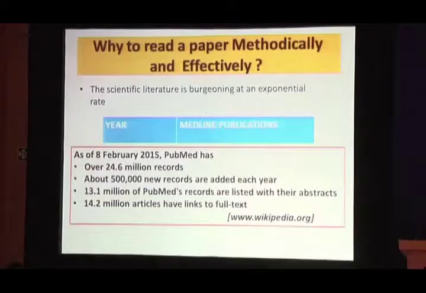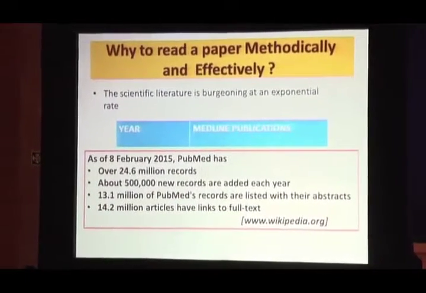Not only that, 13.1 million of PubMed's records are listed with their abstracts. And 14.2 million articles have links to full texts. Now, who can go through all this? So you have to be very choosy. You have to select your own menu, and then you have to really savor what you have really chosen to go through.